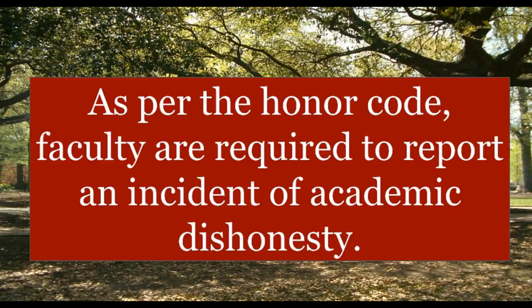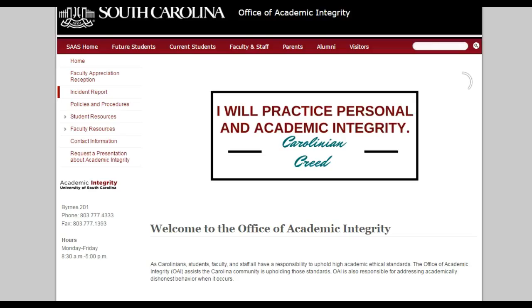As per the Honor Code, faculty are required to report an incident of academic dishonesty. Reporting a case of academic dishonesty protects you as a faculty member by giving you the ability to determine a grade penalty after the case is resolved and by providing due process to the student. Additionally, it ensures that the student is aware of their potentially academically dishonest behavior and that the appropriate intervention can occur. Let's jump right into the reporting process.